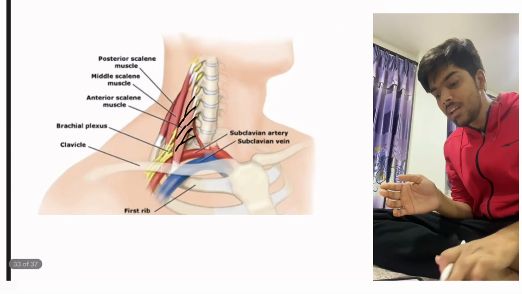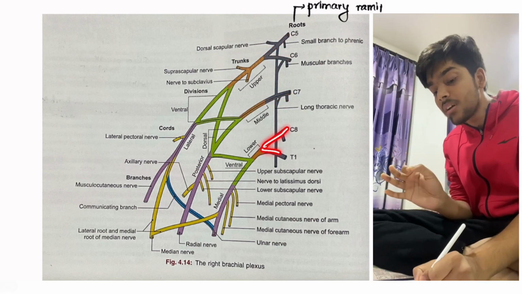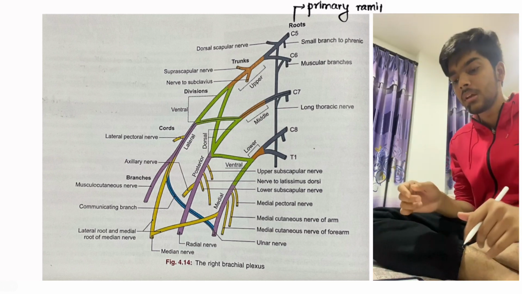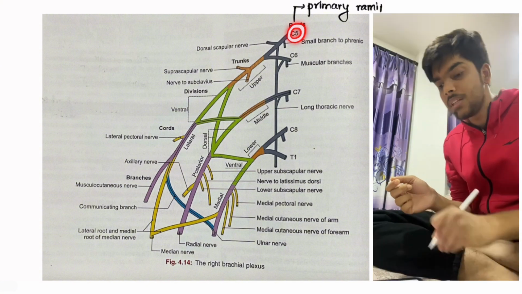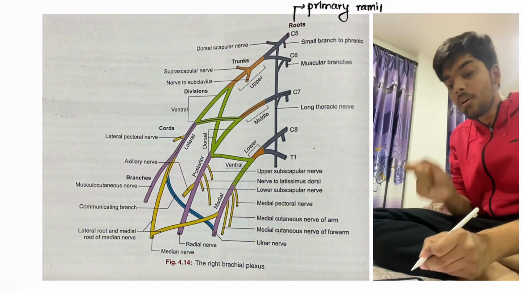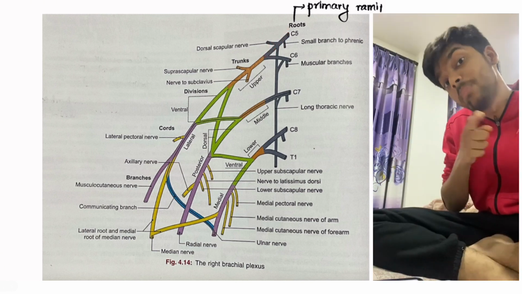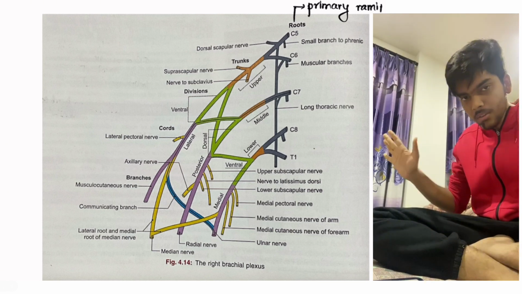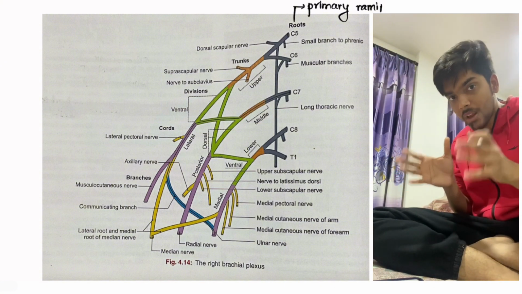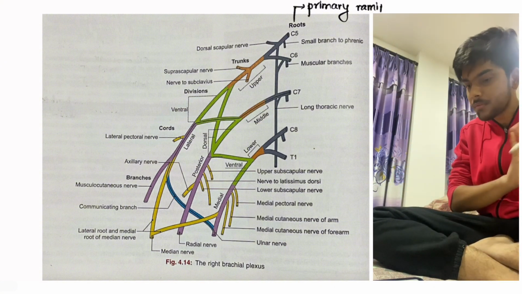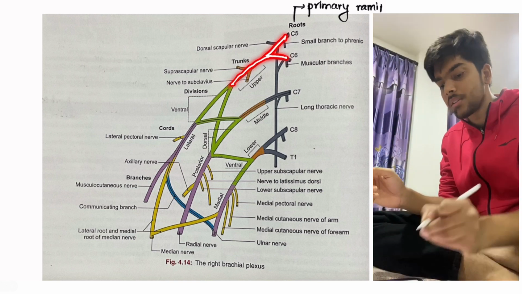So the roots that you see in this particular diagram are nothing but the ventral ramus arising from the respective spinal nerve. So it's shown here C5, right? It refers to spinal nerve C5. So the ventral ramus of spinal nerve C5 is this, which is a root for brachial plexus. Okay, concept clear? Primary ramus is the same as root. Root for brachial plexus is the same as primary ramus. Fine. So see, roots, they fuse to form trunks.